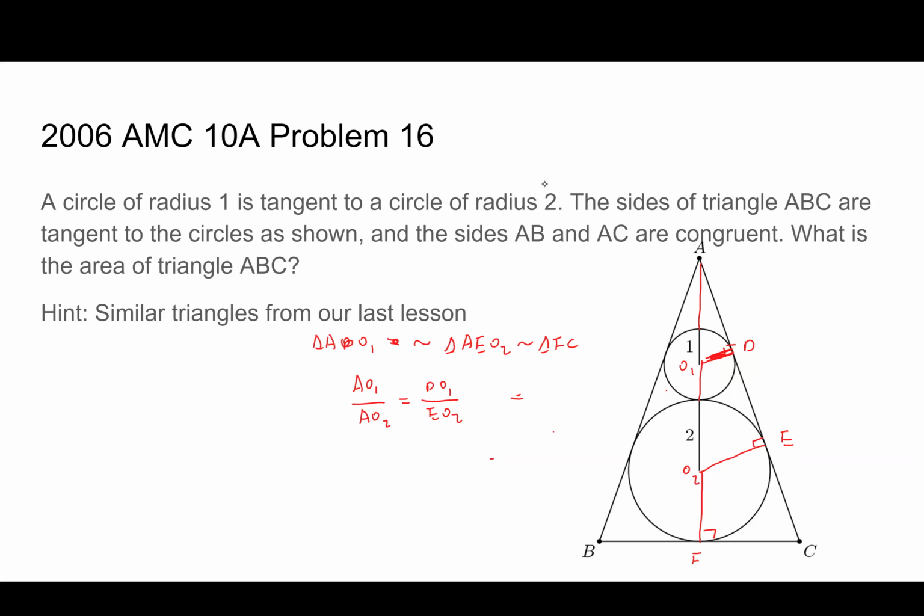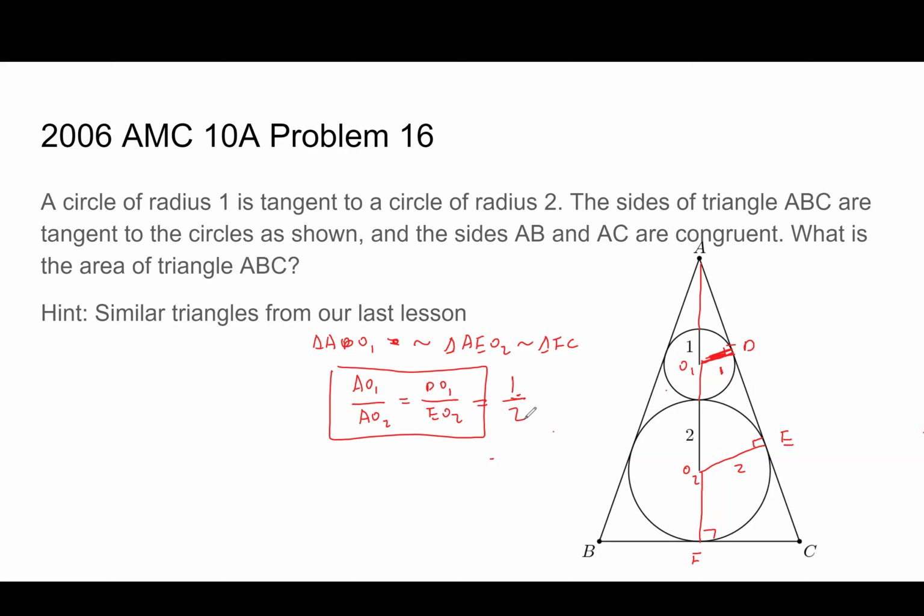If you look at this relationship here, what do we already know? We already know DO1, right? DO1 is just 1 because the radius of the circle was constant. Now, EO2 is 2, right? So I can basically sub in these numbers here. That would be equal to 1 over 2.